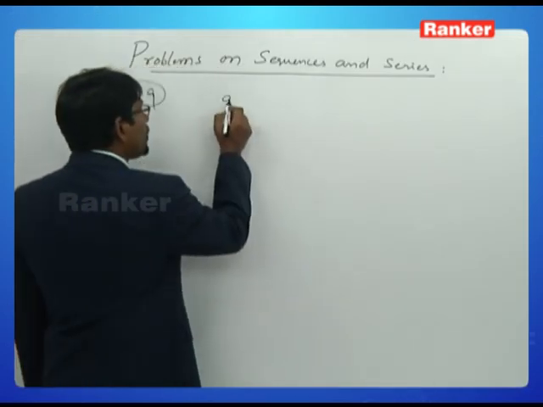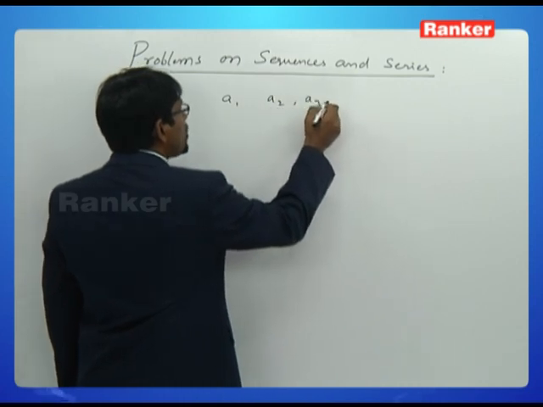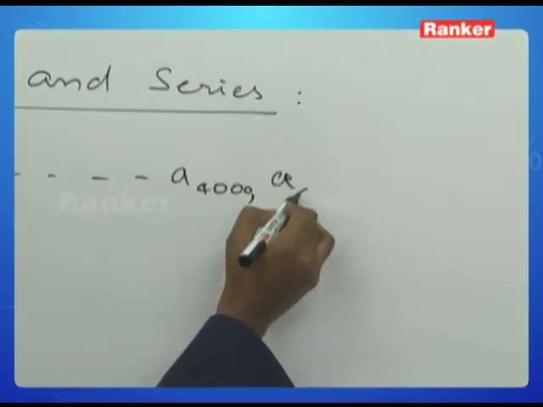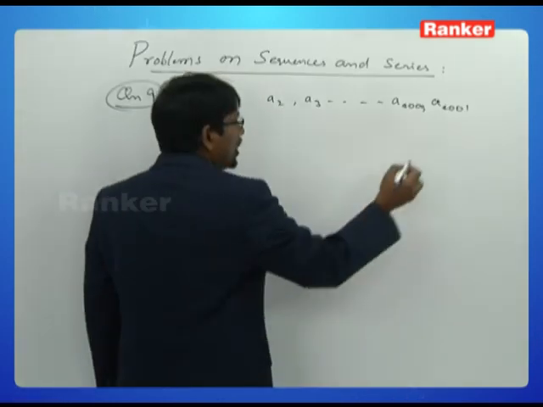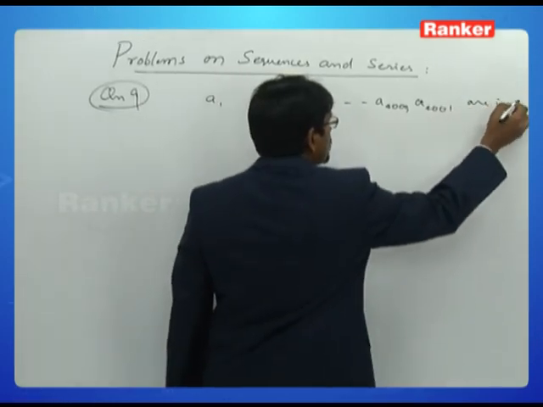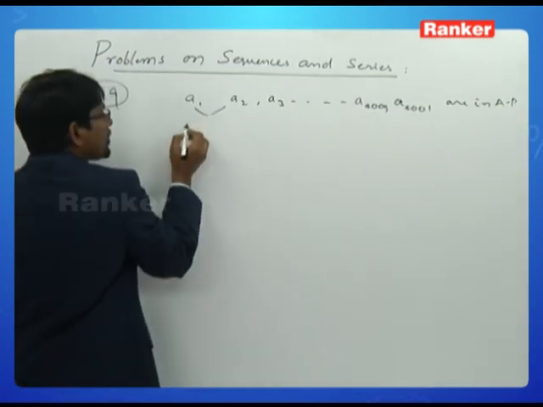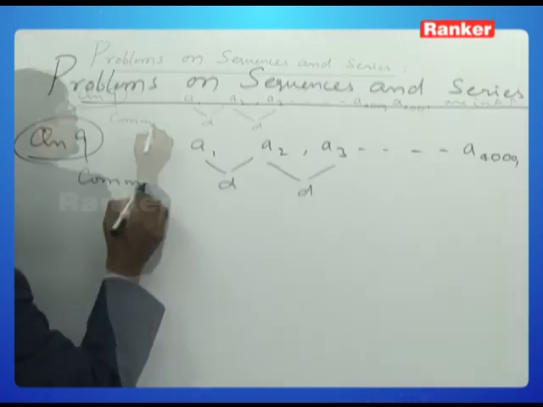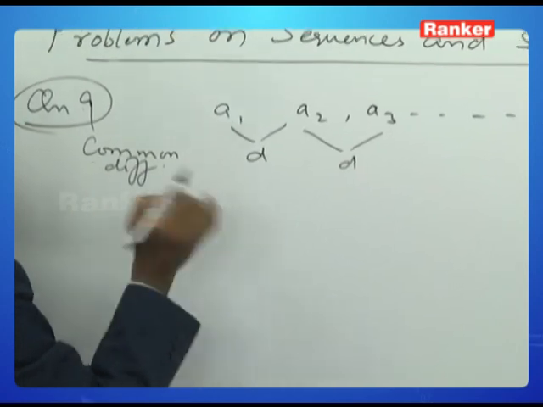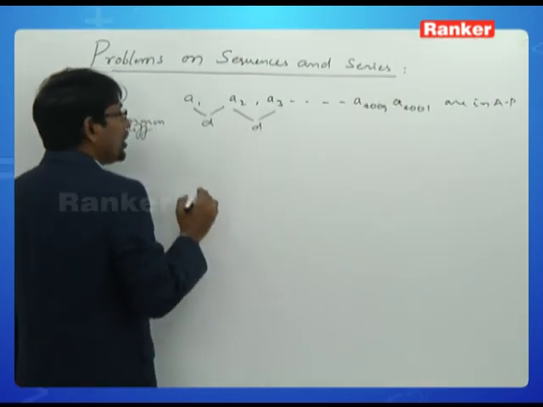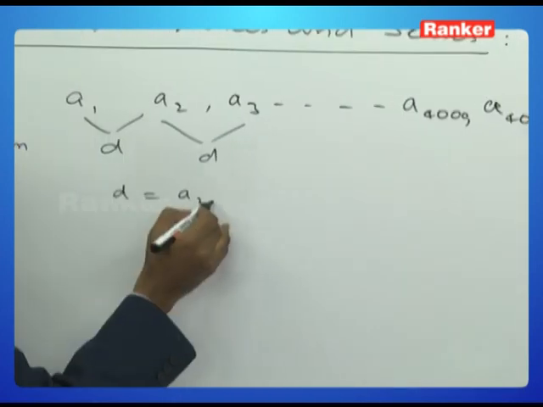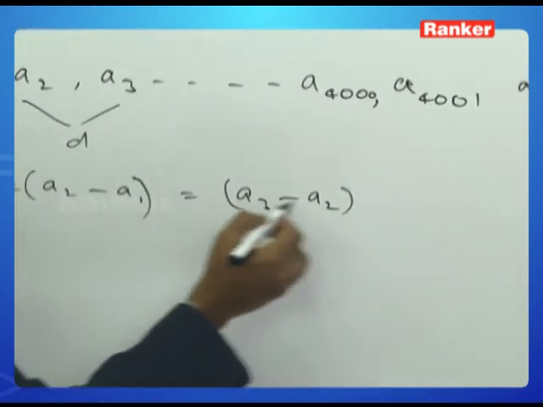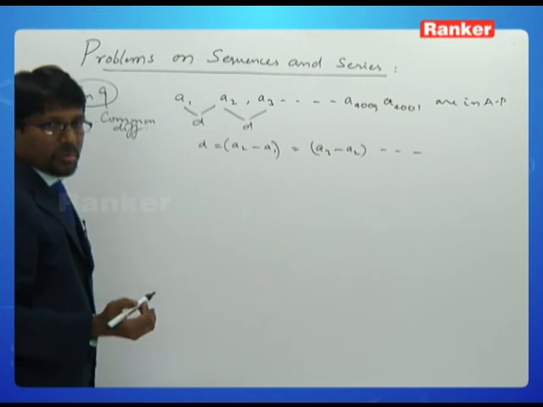Now A1, A2, A3 so on A4000, A4001, these 4001 terms of this series are in AP, given. Let D be the common difference. Let us assume that D is the common difference. So D is equal to A2 minus A1, and that's also equal to A3 minus A2, and so on and so forth.